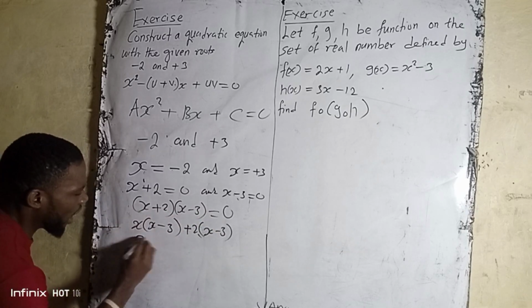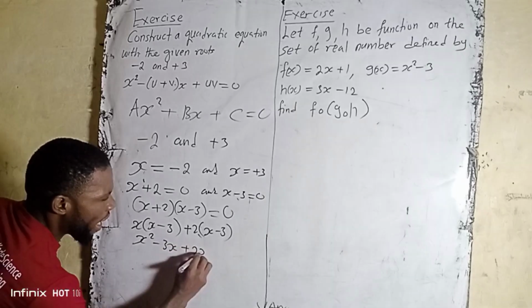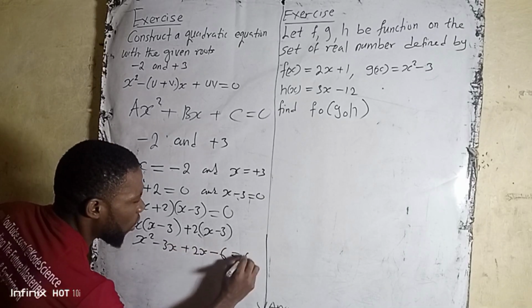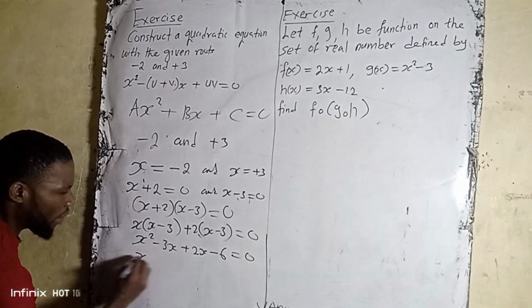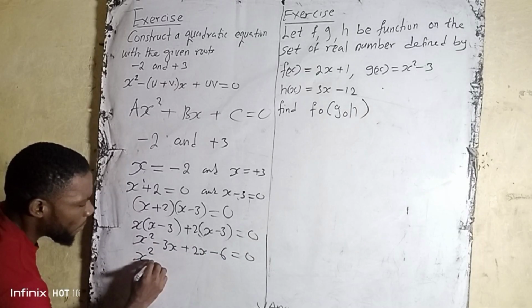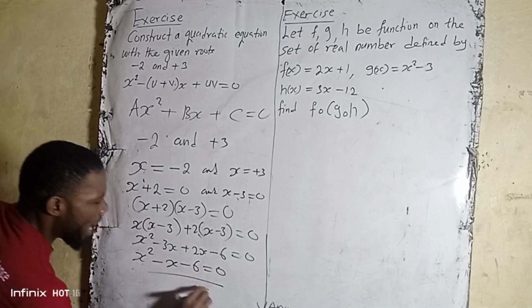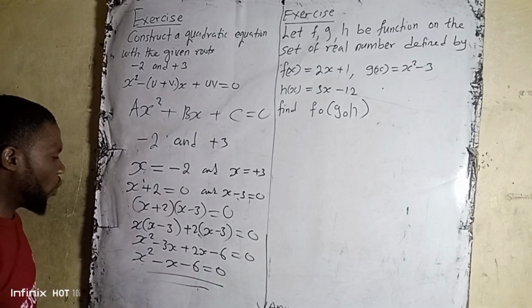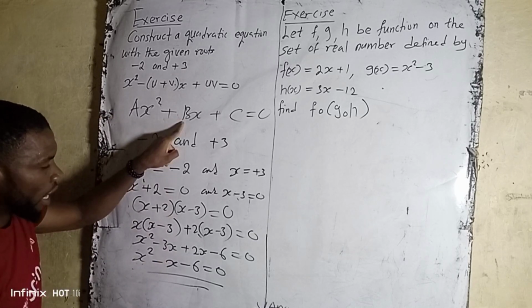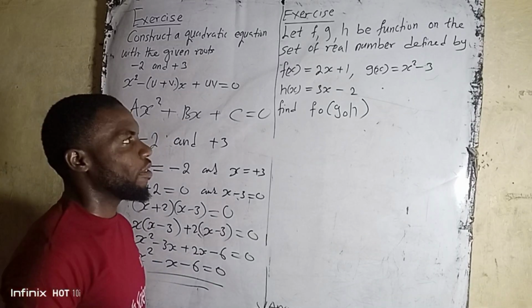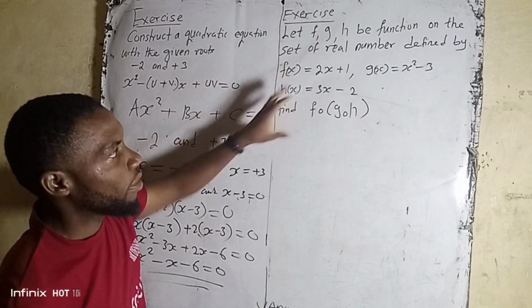And when I open this, I'm going to get x squared minus 3x plus 2x then minus 6 is equal to 0. Now, collect the like terms, you are going to have x squared minus x minus 6 is equal to 0. We end up having our quadratic equation where a is 1, b is minus 1, and our constant is minus 6. The concept is still: understand the concept and make it yours.